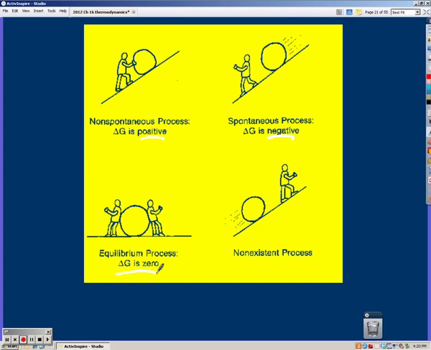When a reaction's at equilibrium, delta G is 0. And finally, a non-existent process would be the ball chasing the person up the hill. That's not going to happen.